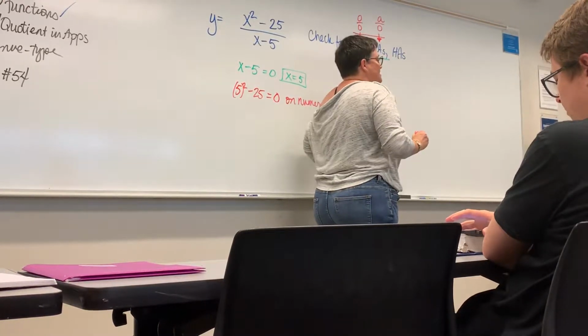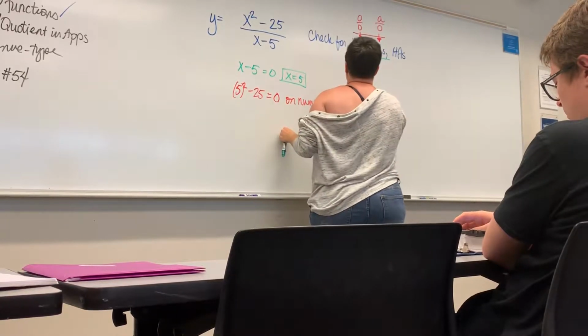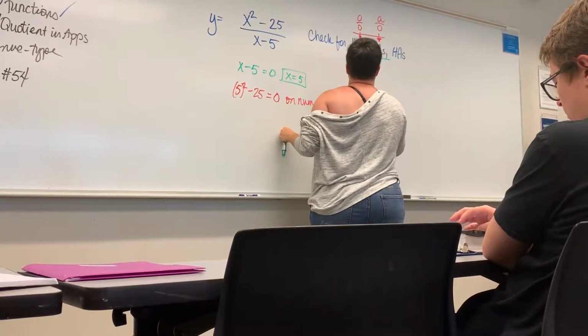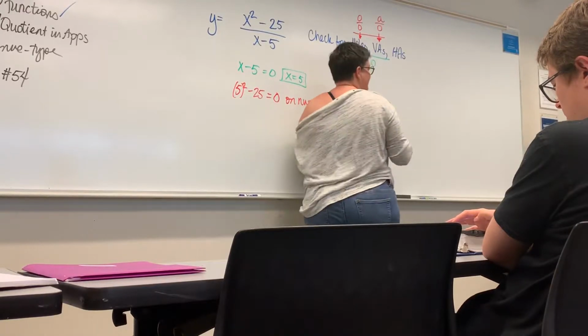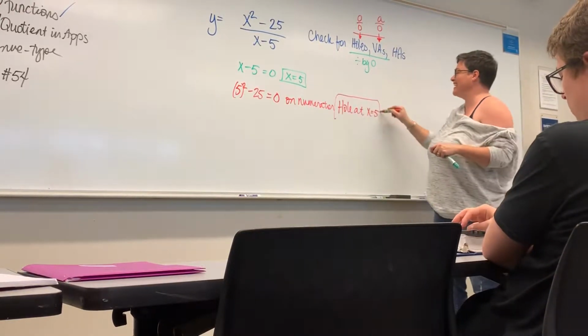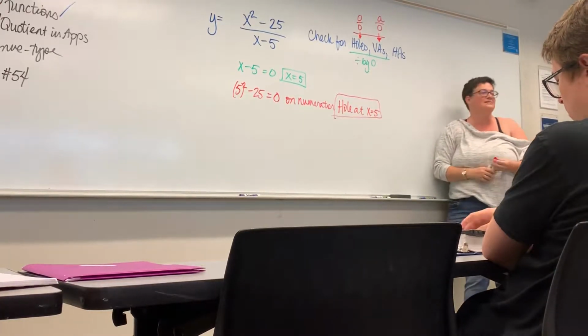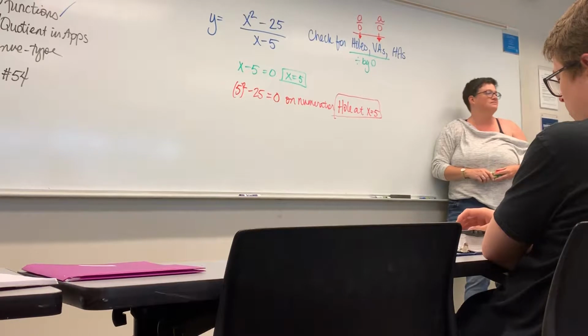Zero. It's a 0. Which one is it? It's a hole. So we have a hole at x equals 5, Christina. I'm working on it. Okay. Alright, so we have a hole at x equals 5. Do we have any vertical asymptotes? Yes. No. Nah.